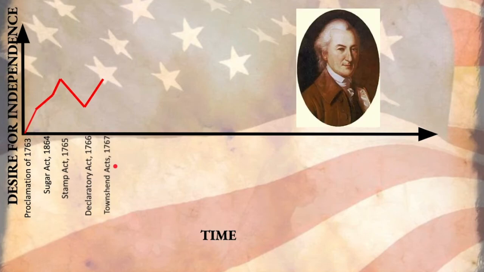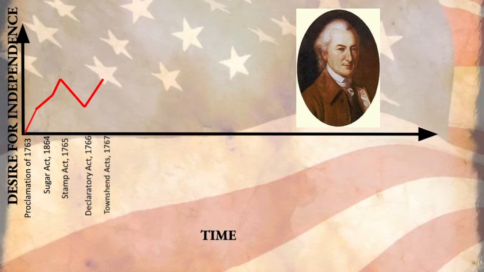This is where John Dickinson from Pennsylvania writes his famous Letters from a Pennsylvania Farmer, where he raises the issue of no taxation without representation. He pleads with Parliament, look what happened with the Stamp Act. Do you want the kind of riots and violence that we had then? If you don't, then repeal the Townshend Acts. And most of those taxes were repealed with the exception of the tax on tea.